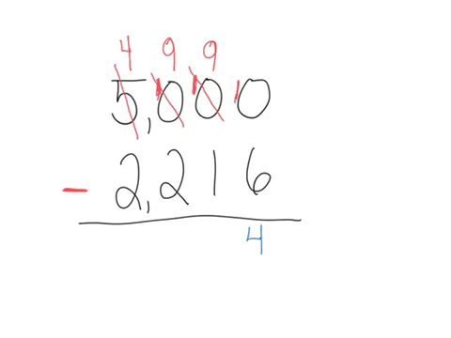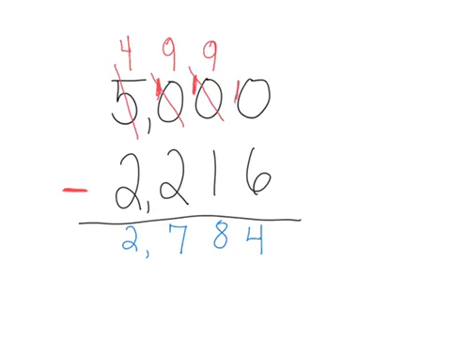9 minus 1 gives us 8. 8 tens. 9 take away 2 gives us 700. And then in the thousands, 4 take away 2 is 2,000. So our answer is 2,784. And we can check.